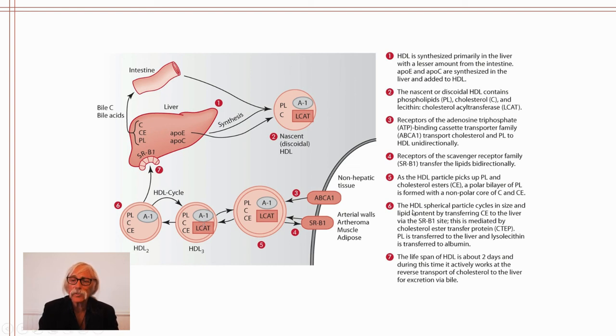So the HDL spherical particle cycles in size and lipid content by transferring cholesterol esters to the liver via that SRB1. This is mediated by an enzyme called cholesterol ester transfer protein, CETP, right? A specific protein which will move cholesterol esters, right, as the cholesterol as an ester. Phospholipid is transferred to the liver, and lysolecithin, that's lysophosphatidylcholine. Now you've lost typically the fatty acid in the 2 position. Lysolipids, usually the phospholipase A2 is generating the lysolipid from a preformed phosphoglycerol lipid so that the 1 position remains. Sometimes, though, phospholipase A1, for example, will remove the fatty acid in the 1 position. It's still a lysophospholipid, you see, only now it's a monoacyl where the fatty acid's either in the 2 position or the 1 position left over from either phospholipase A1 or phospholipase A2, respectively. Okay.